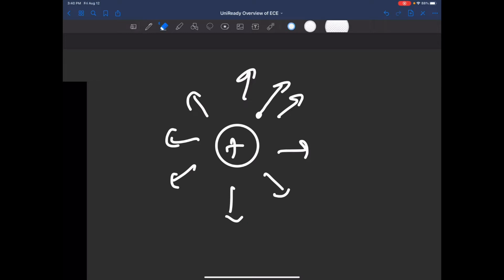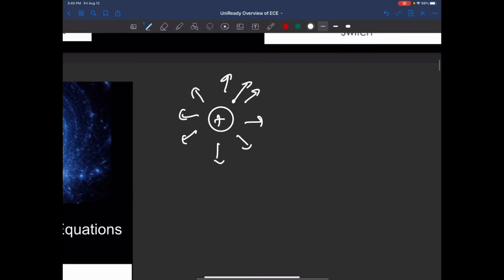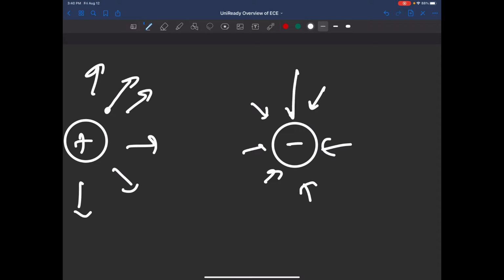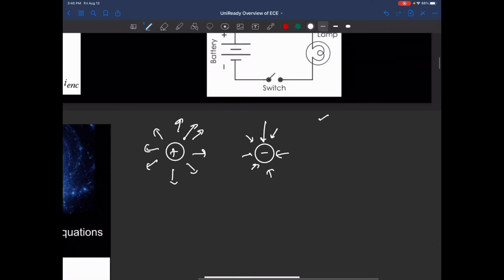And the same thing goes for negative charges, but the arrows are going to be pointing inwards, so into the electric charge. And the same idea, if you have a point very close to the charge, it's going to be a lot stronger than a point very far from the charge.